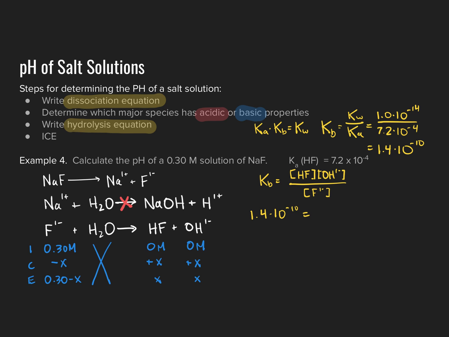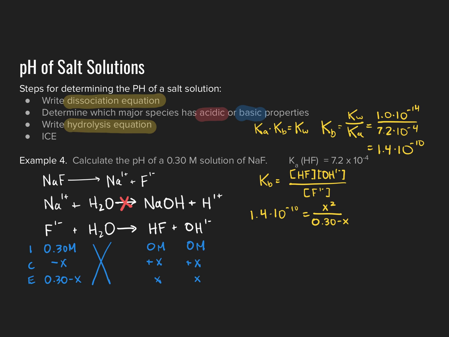And this gives me now the Kb value of 1.388 times 10 to the negative 10th is equal to my equilibrium concentration of HF times OH negative, which is going to be X times X, or X squared, in the numerator, divided by the equilibrium concentration of the fluoride ion, which we had from our ice table as 0.30 minus X in our denominator. Now, recognizing that this is a very small value of Kb, that implies that the assumption method will be valid to solve here for X.